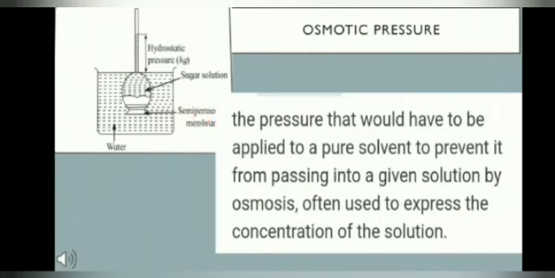There occurs a net flow of solvent molecules into the solution through the semi-permeable membrane. As a result, the original volume of the solution increases and the liquid level of the solution rises, as you can see here. Now, hydrostatic pressure is developed due to the liquid column in the thistle funnel. This hydrostatic pressure is given by h rho g, where h is the height of the liquid column, rho is the density, and g is the acceleration due to gravity.